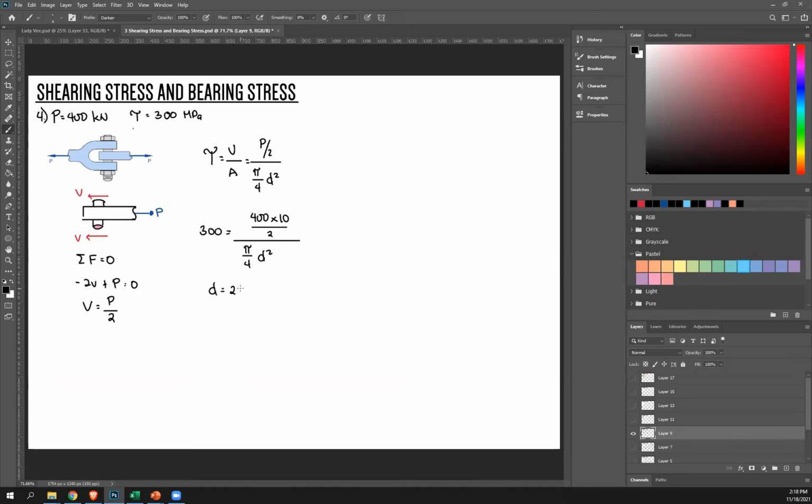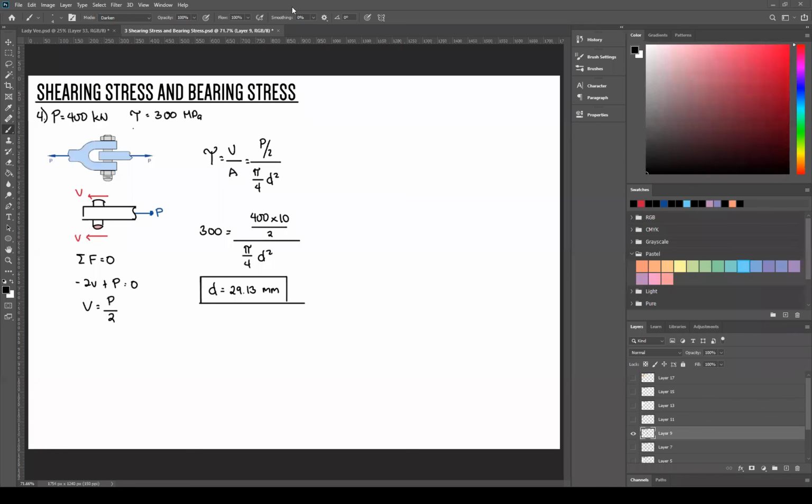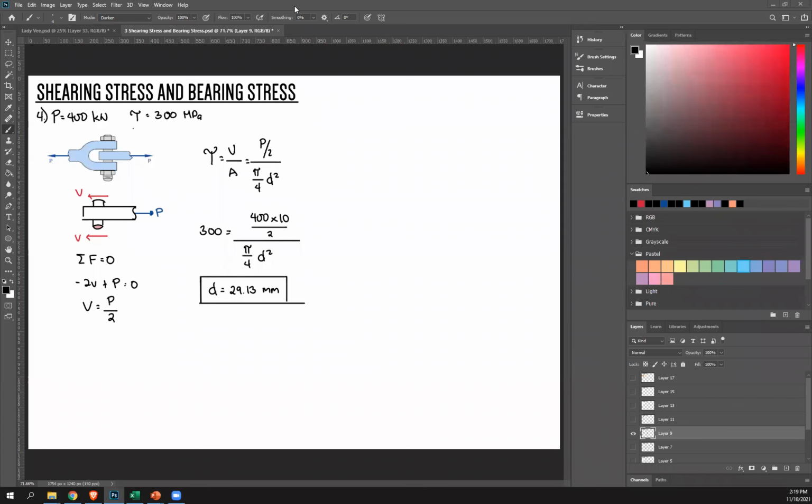29.13, and then unit, once again, Newton millimeter, so our resulting unit is millimeter. So that's it for number 4. Any questions for number 4? Please answer in the chat. Okay, no questions. Great, let's have number 5.